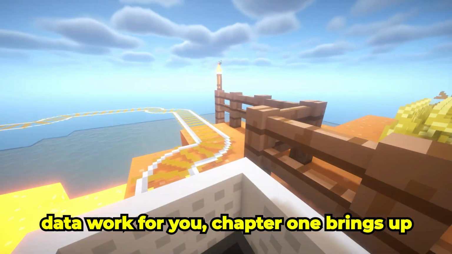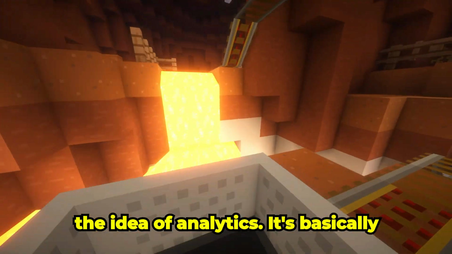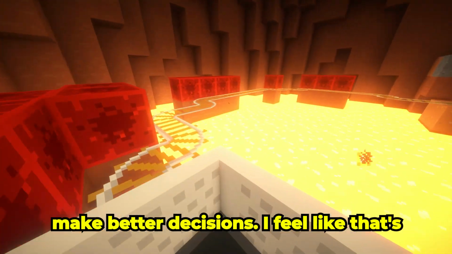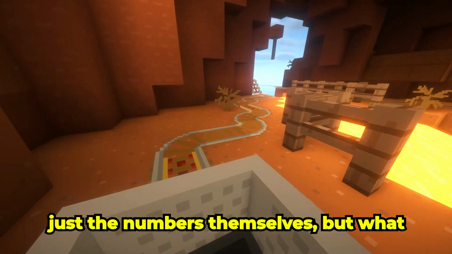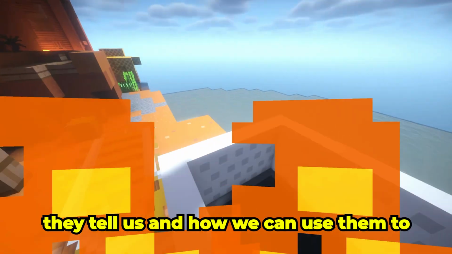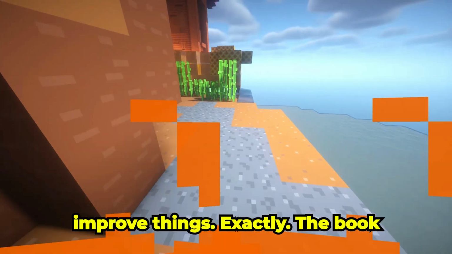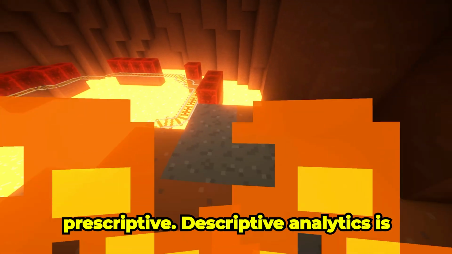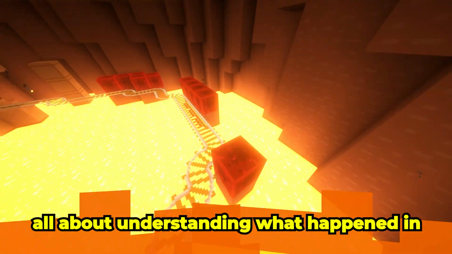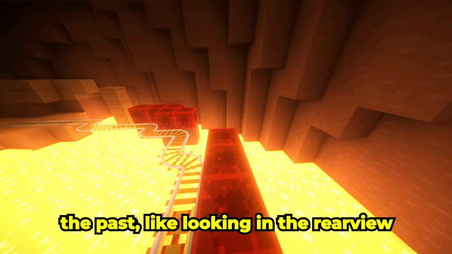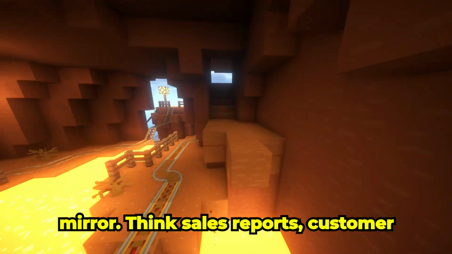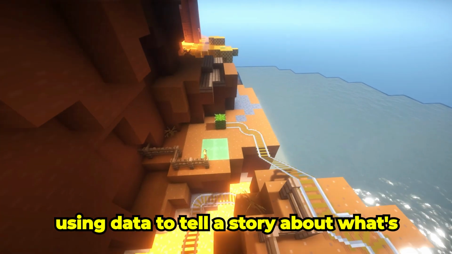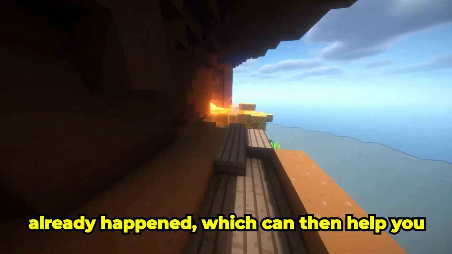And speaking of making data work for you, Chapter 1 brings up the idea of analytics. It's basically turning data into insights you can use to make better decisions. I feel like that's the whole point of all this, right? Not just the numbers themselves, but what they tell us and how we can use them to improve things. Exactly. The book breaks analytics down into three main types: descriptive, predictive, and prescriptive. Descriptive analytics is all about understanding what happened in the past, like looking in the rearview mirror. Think sales reports, customer demographics, web traffic patterns. So using data to tell a story about what's already happened, which can then help you plan for the future.